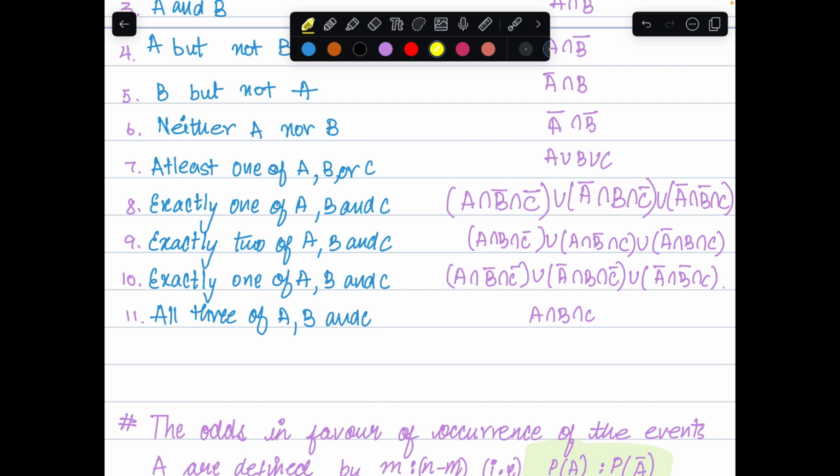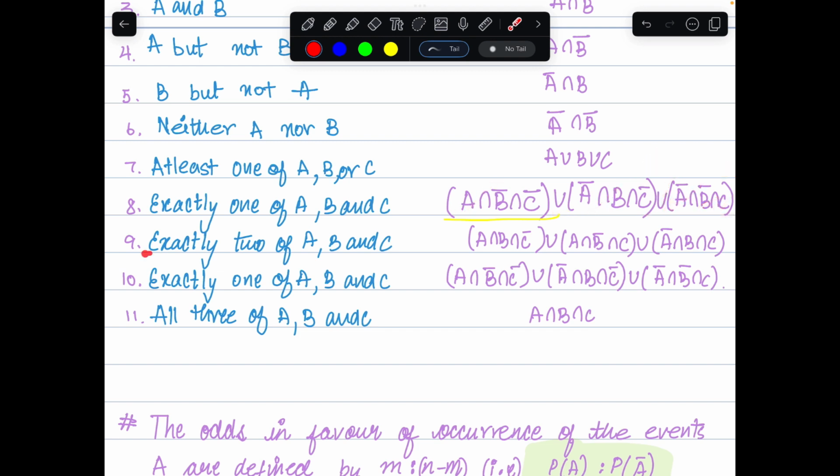So if you see, in this case, A is only happening and the other two are not. So exactly one event is happening at a time. Next possibility could be A and C are not happening but B is happening. And this is for C is happening, A and B are not happening, and we have to take union. So either this can happen or this can happen.